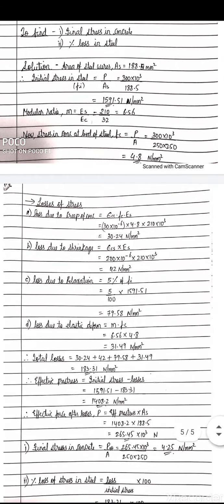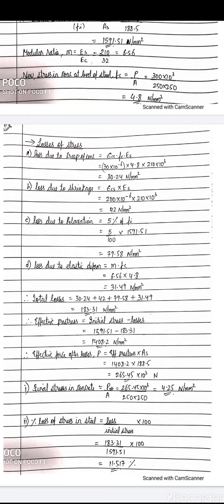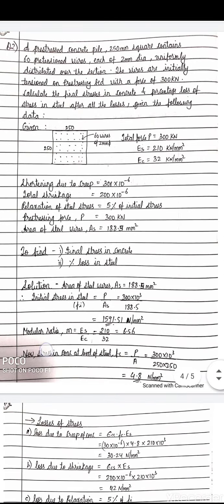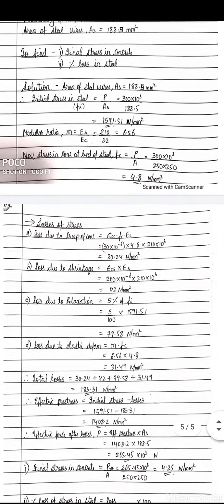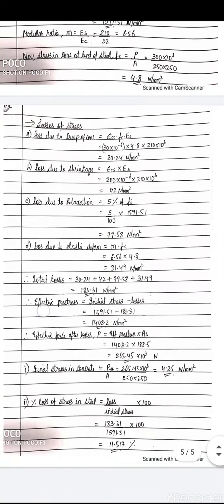And the next part of the question is to find out the percentage loss in steel. Percentage loss of stress in steel is nothing but the total loss upon initial stress into 100. Total loss is 183.31 and initial stress is 1591.51, into 100 gives the value of 11.517 percent. So that was the second question. I hope you understood the solution and all the steps. So two parts, the final stress and the percentage loss in steel, we got.